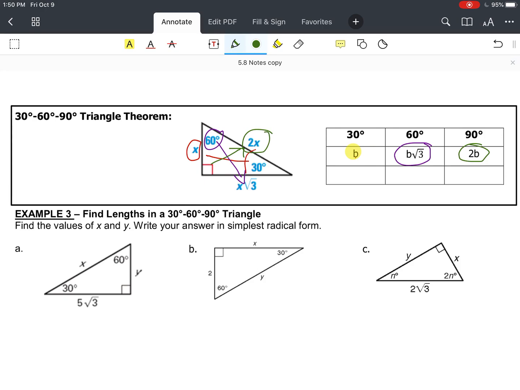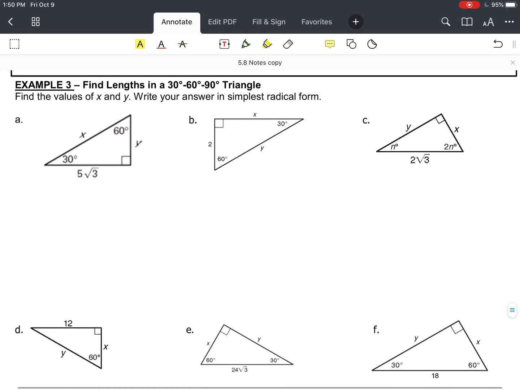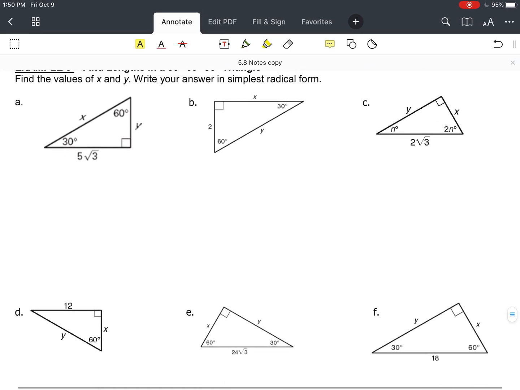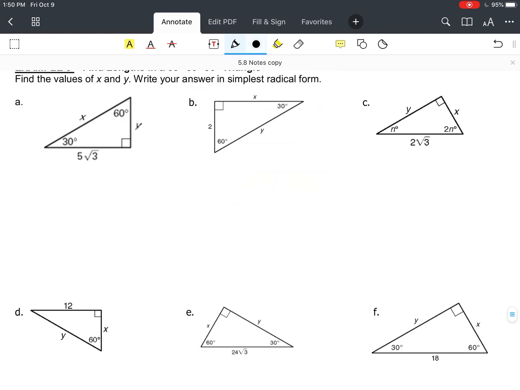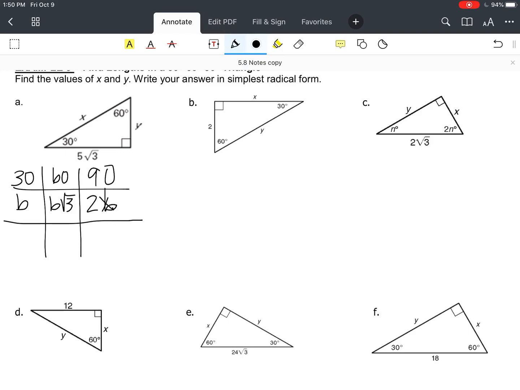So for all of these, just like with 45, 45, 90, we're going to be finding the other two sides, given one side, using these ratios. So you're going to be usually solving for B and then filling in your chart as necessary. So let's try our first example. Just like before, we're going to go ahead and draw my chart. Now instead of 45, 45, 90, it's going to be 30, 60, 90, and it's going to be B root 3, so B times root 3, and then 2B, so 2 times B.